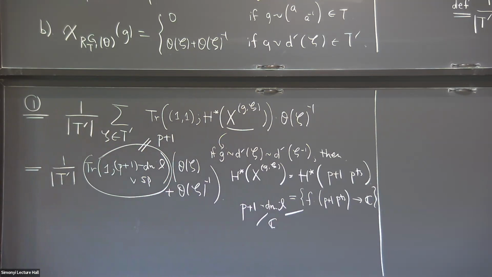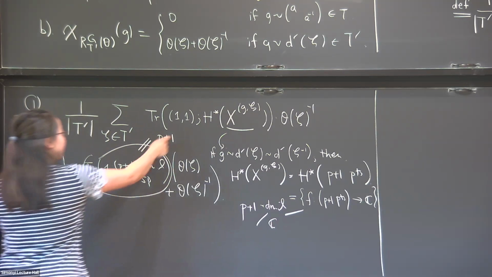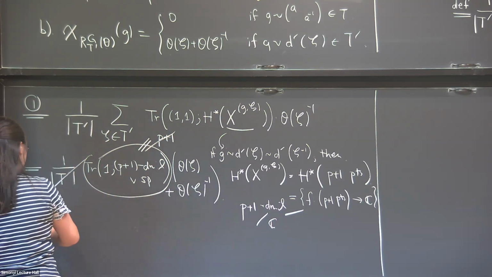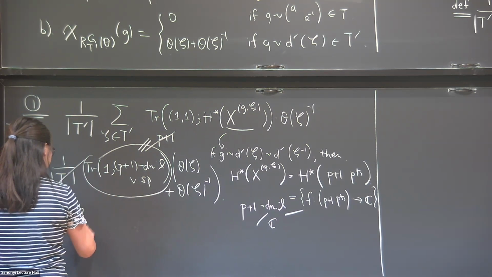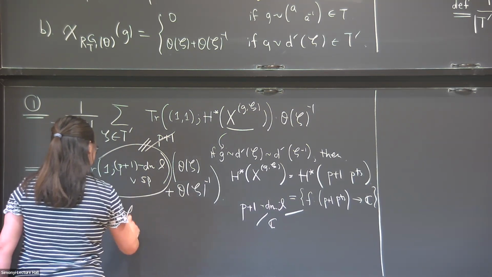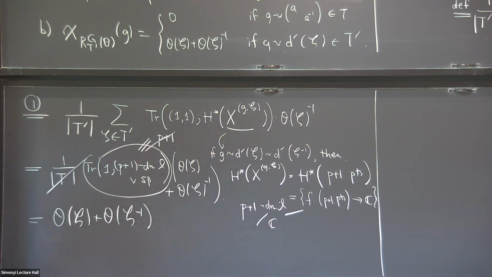What's the size of T prime? p plus 1. So this thing and this thing disappear, and we are left with theta of zeta plus theta of zeta inverse. Okay. So that's the end of the proof.